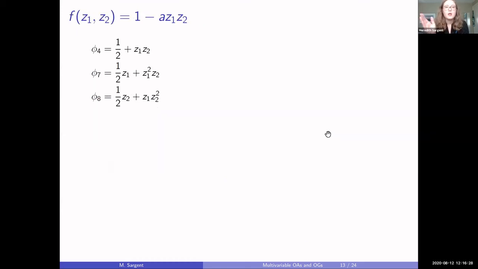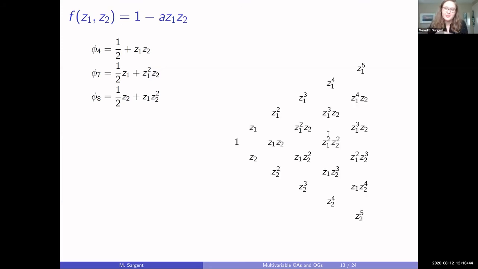So, all right, let's look at phi 4, phi 7, and phi 8. Remember I said these look kind of the same. If you look at phi 4, that's the first term that has z1 z2 in it. Phi 7, that's the first orthogonal polynomial that'll have z1 squared z2 in it. So now I get to show you why I think this diagram is useful. So here's our diagram. I have lined up my monomials so that you can read degree lexicographic order by reading down each column and left to right.